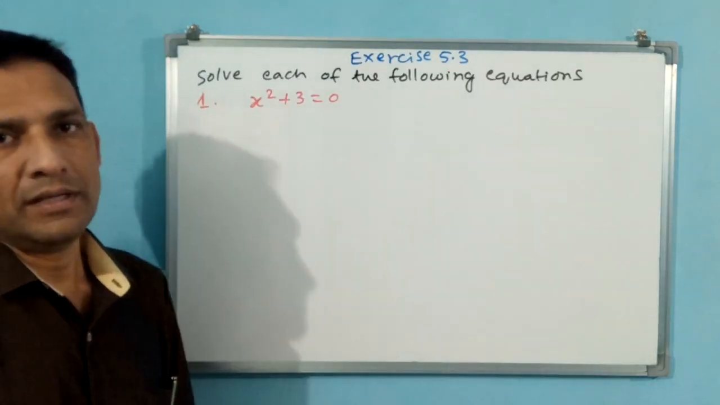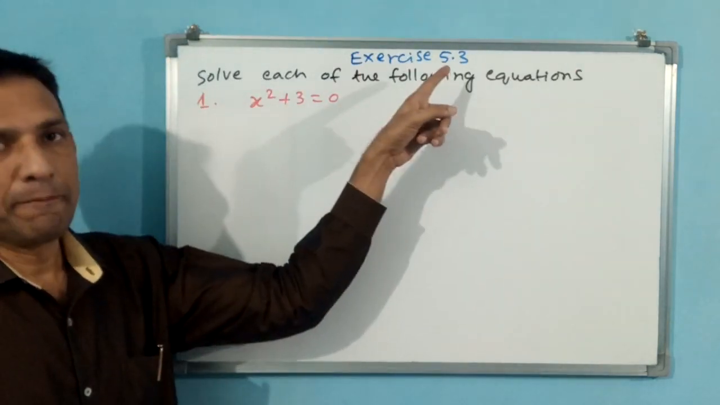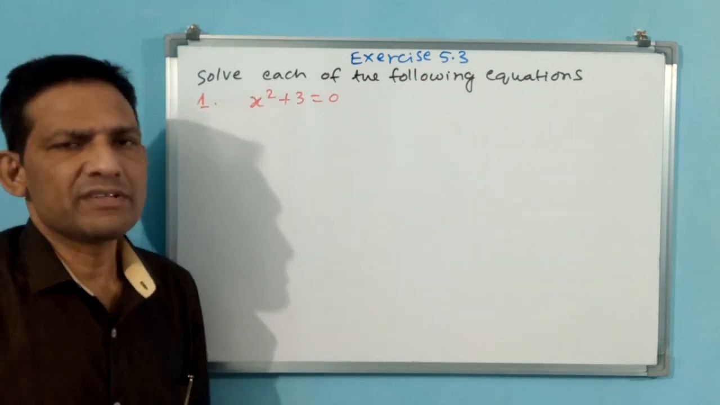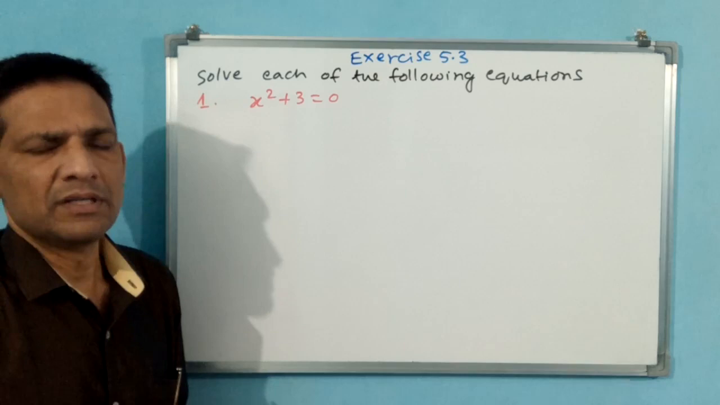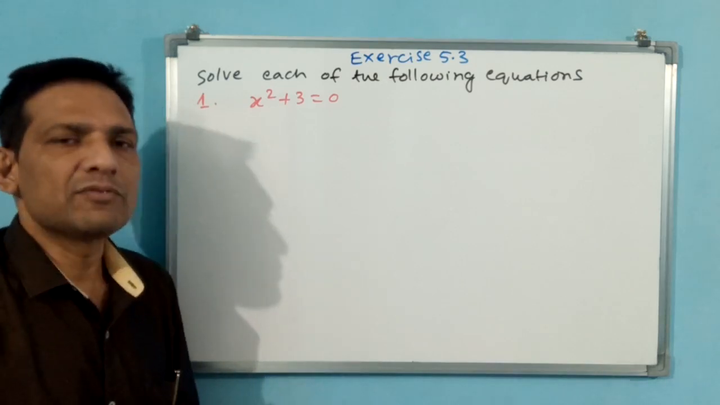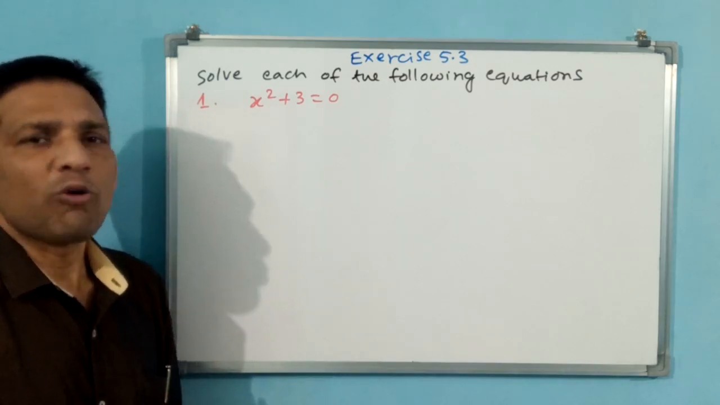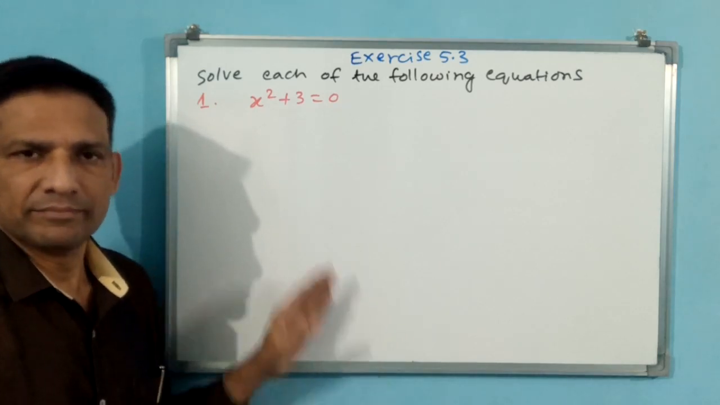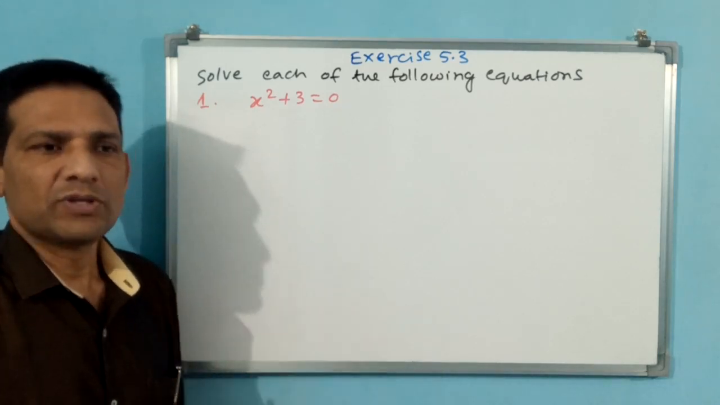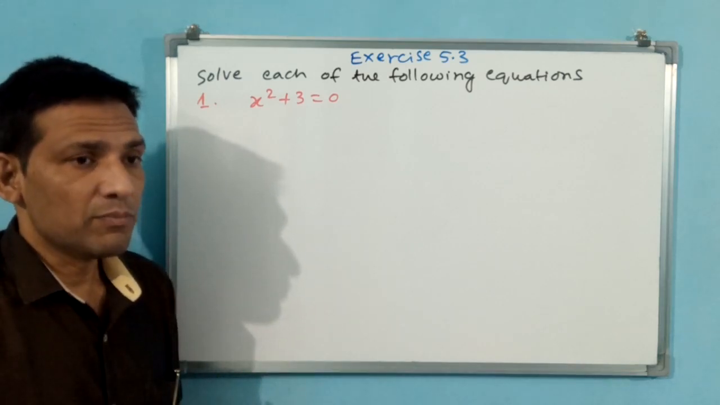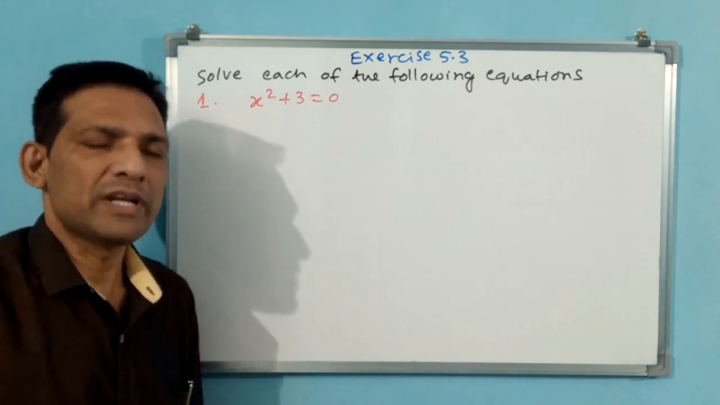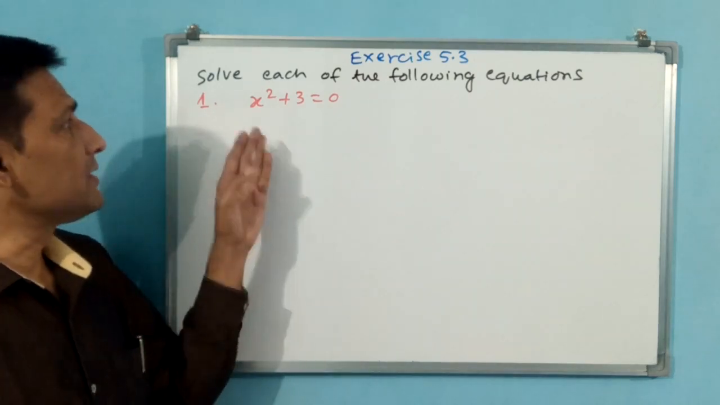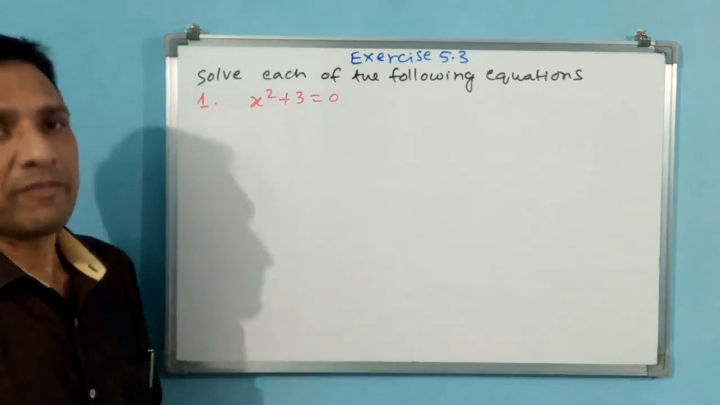Let us see exercise 5.3. Solve each of the following equations. They have given 10 equations, and each one we have to solve. Solve means what? What is the difference between solve and prove? Solve means you normally have to find the value of the variable x. Simplify until LHS is equal to RHS, that will be in proof. Prove means you have to show LHS is equal to RHS. Both are different. Here they are asking us to solve, which means you have to find the value of x.